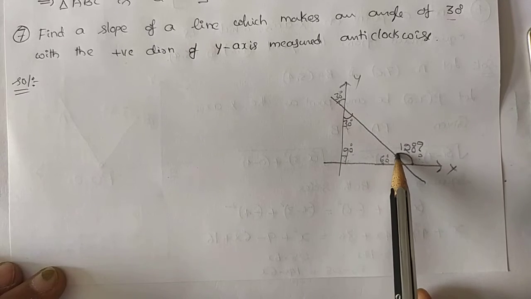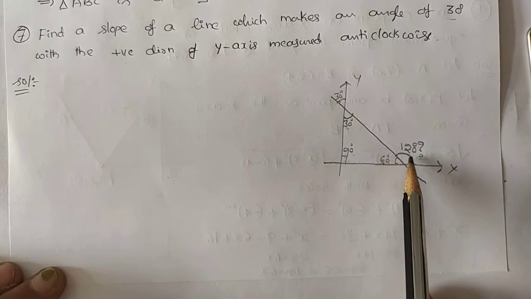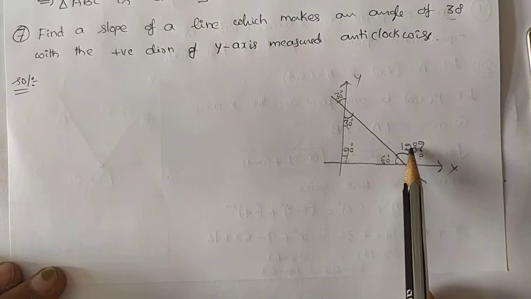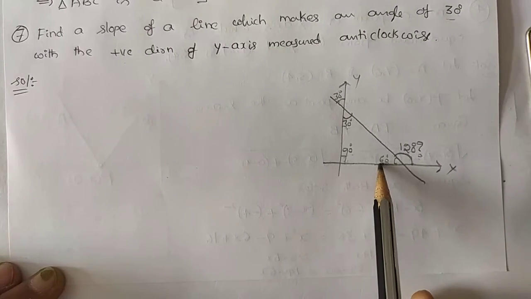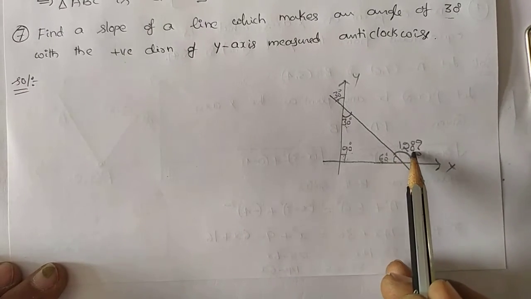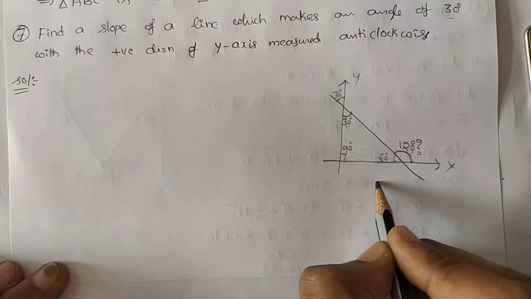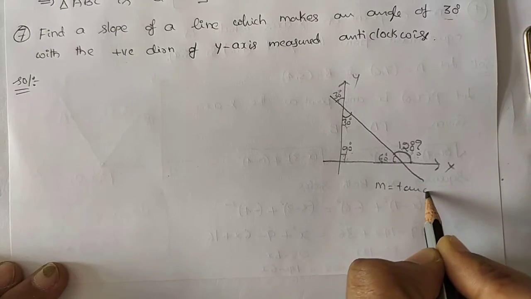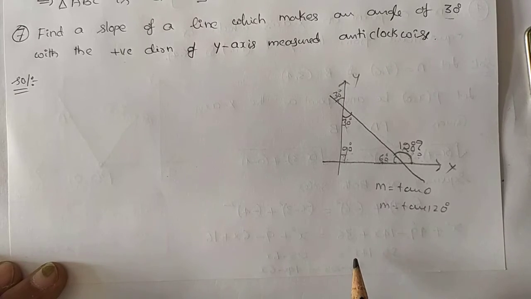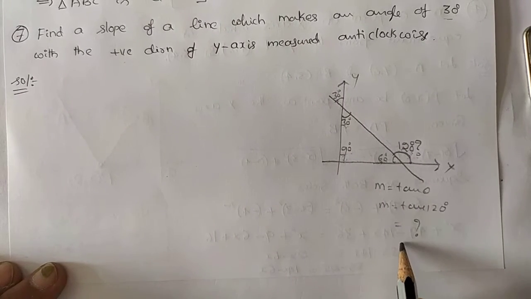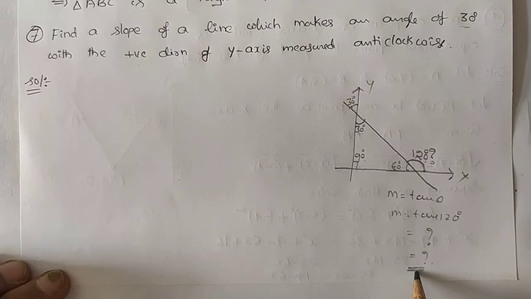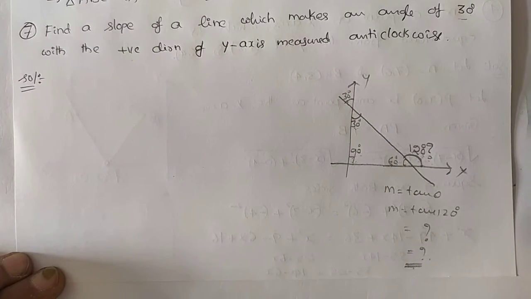It is 60 degrees. What about this angle? This angle will be 180 minus 60, which is 120 degrees. Therefore, we found the angle 120. Then now find out m equals tan theta, then m equals tan 120 degrees. Find the value of tan 120 degrees. That is the required slope of the line. That's it. It is the concept of the given problem.